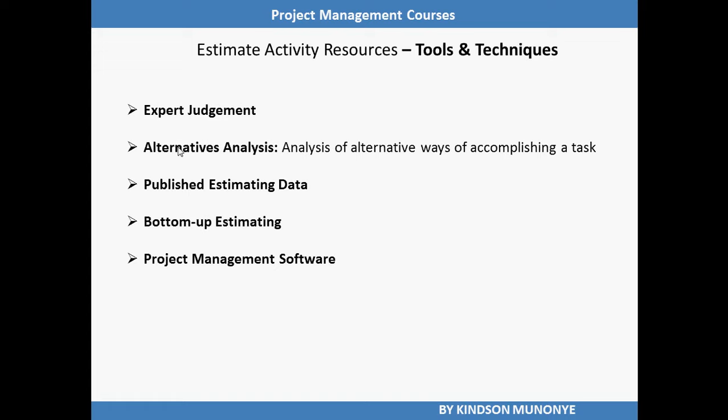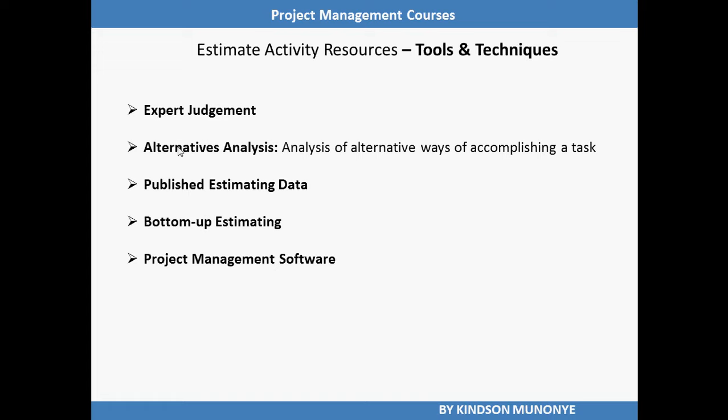Another tool and technique that might be useful in estimate activity resources is published estimating data. Several organizations routinely publish updated production rates and unit cost of resources for an extensive array of labor trades, materials and equipment for different countries and geographical locations within countries. So this published estimating data can help you to make your activity resource estimate more accurate and more informed.